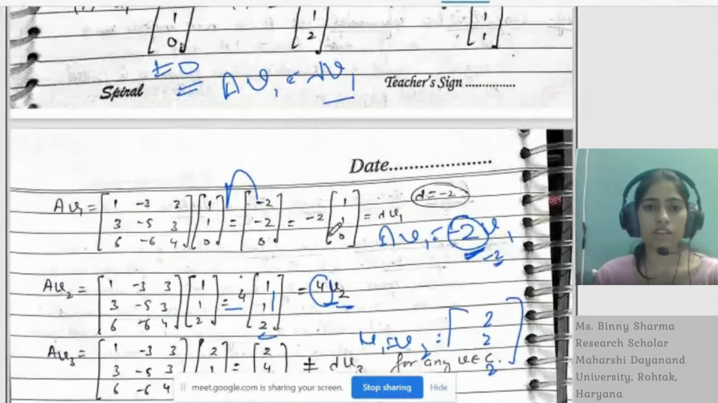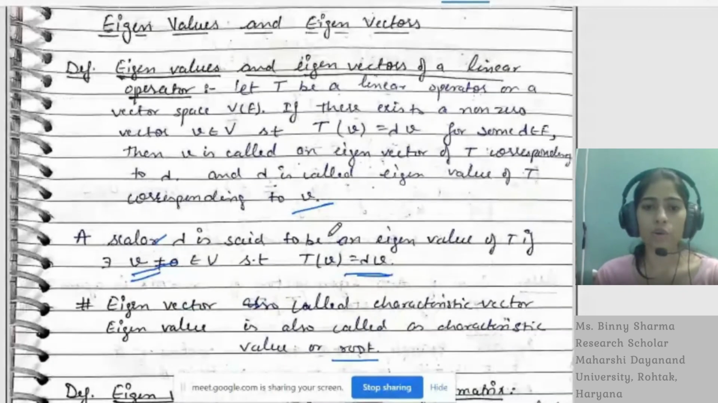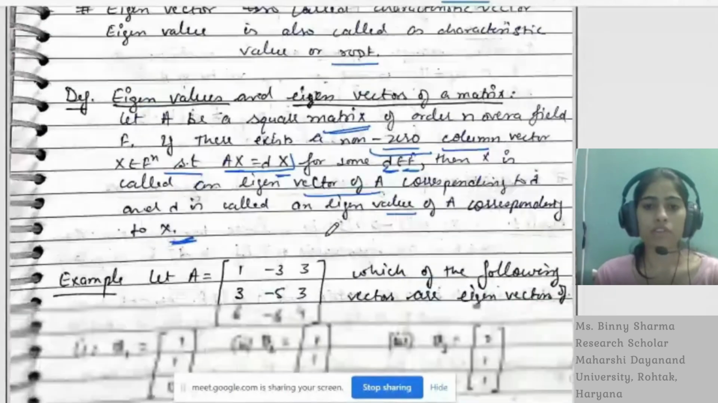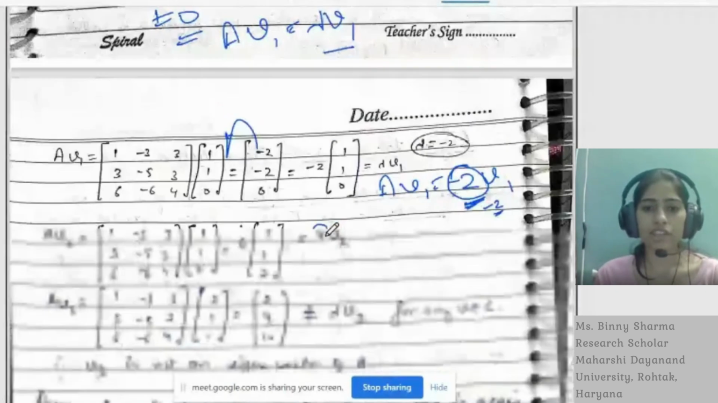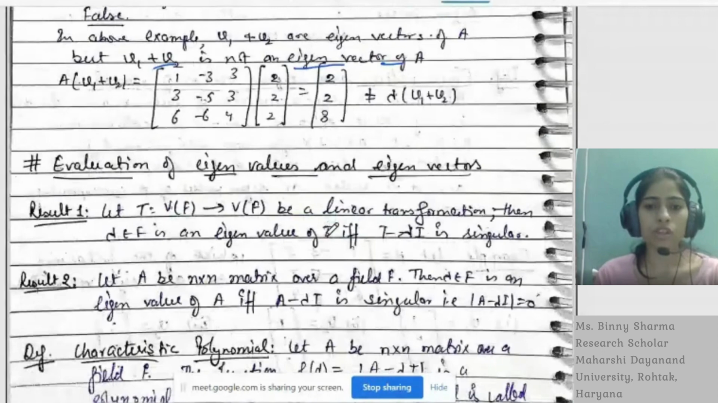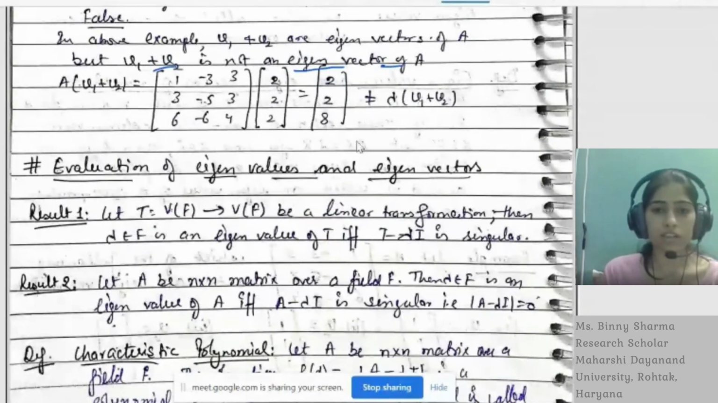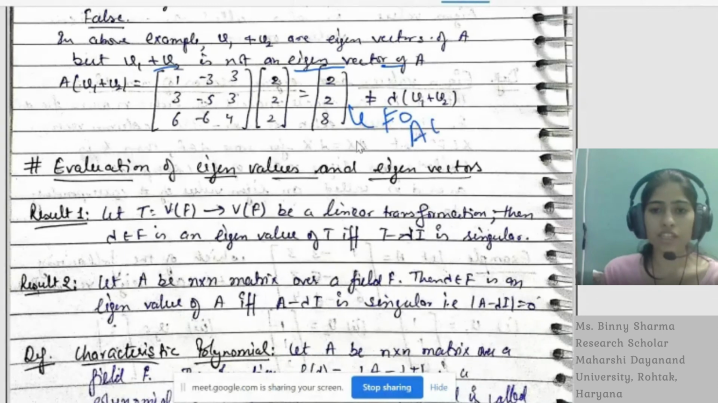So that is how to find whether a vector is an eigenvector or not. First, the vector should be non-zero, and it must satisfy the condition A V1 equals lambda V1.